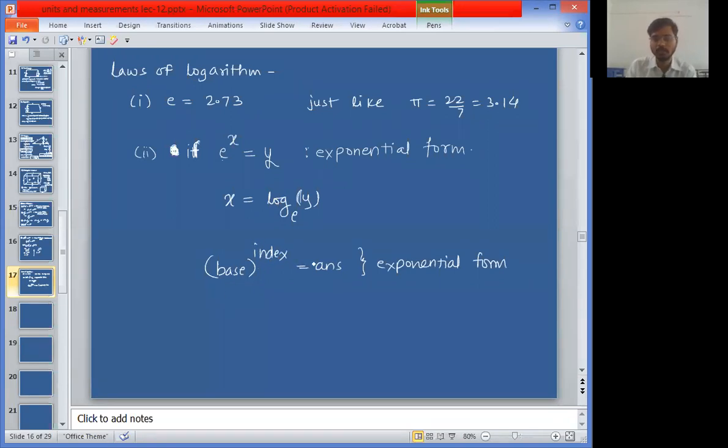So base raised to index is equal to answer. So what you can write is index is equal to log of answer to the base b. आणि तो base कुठे लिहायचा असतो? इथे लिहायचा असतो. Base raised to index is equal to answer; this format is called exponential form. Now to convert exponential form into logarithmic form, index is equal to log of answer to the base b. This is called logarithmic form.